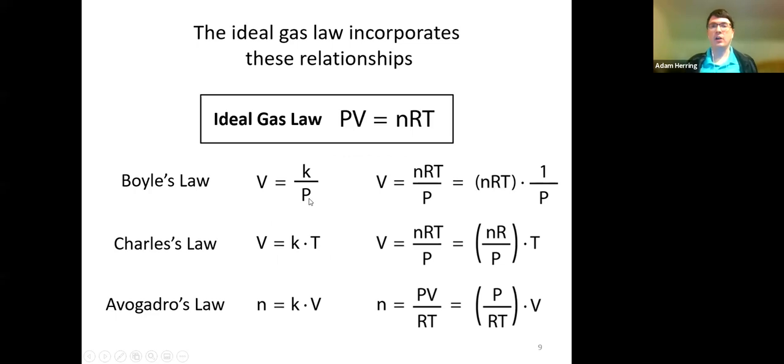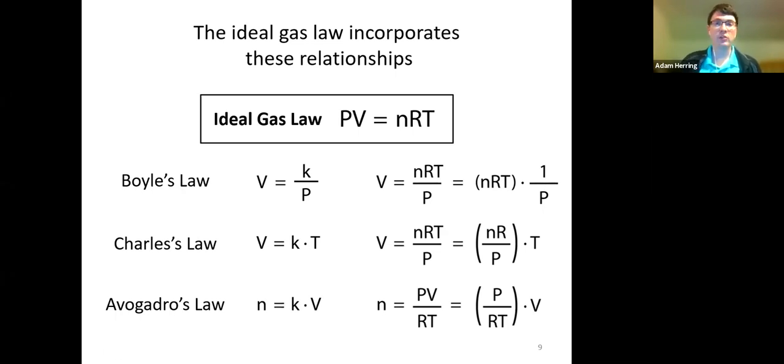So the ideal gas law incorporates these relationships that we've already talked about. If we take Boyle's law, which looks at the relationship between volume and pressure, Charles' law, which involves volume and temperature, and then Avogadro's law that looks at moles and volume, we can combine these all into one relationship, and we call that the ideal gas law. The fourth relationship we talked about earlier, Gay-Lussac's law, is somewhat redundant in this sense because it involves pressure and temperature, and we already have the relationships described here.